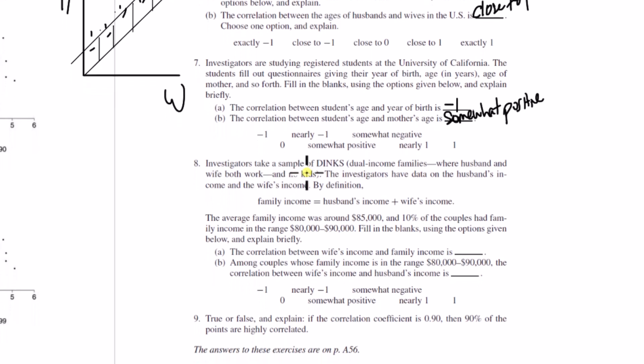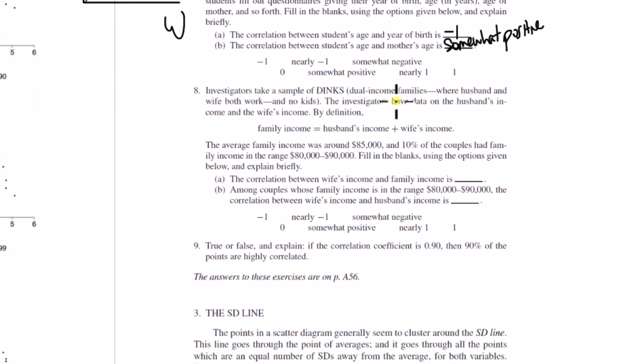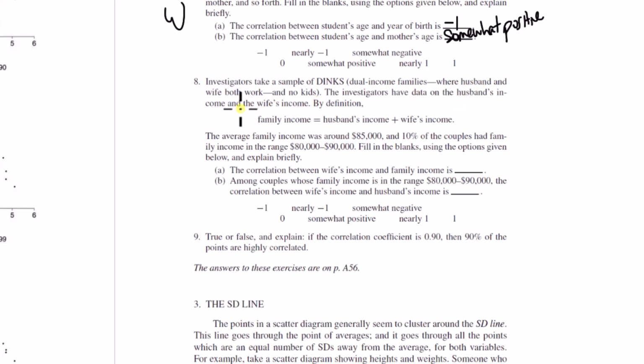Investigators take a sample of DINKs, dual income families where husband and wife both work and no kids. The investigators have data on the husband's income and the wife's income. By definition, the family income is the husband's income plus the wife's income. The average family income was around $85,000, and 10% of the couples had family income in the range $80,000 to $90,000. Fill in the blanks using the options given below and explain briefly.